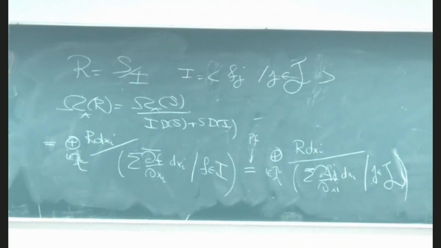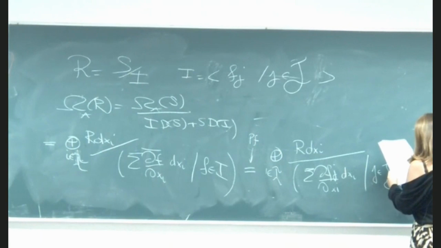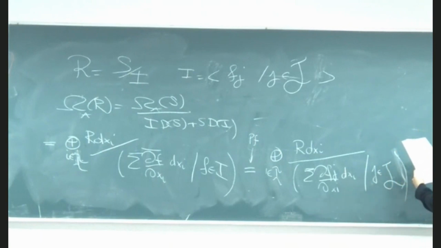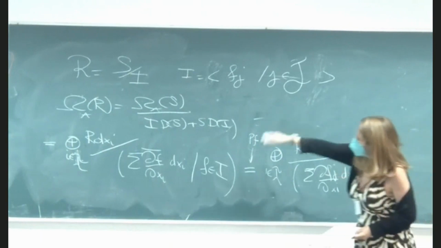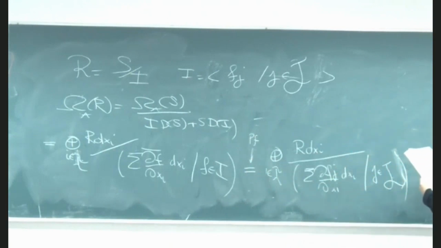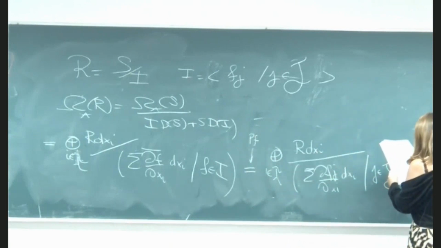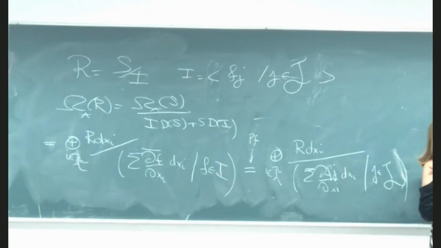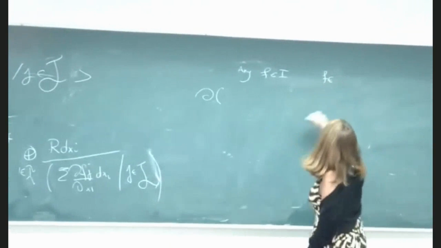Now, this is the point I want to show, so let me show you this first. So, let's see. This is clear from before, but this is the important thing. So I want to take any F. Any F in I is a linear combination of Fj's.